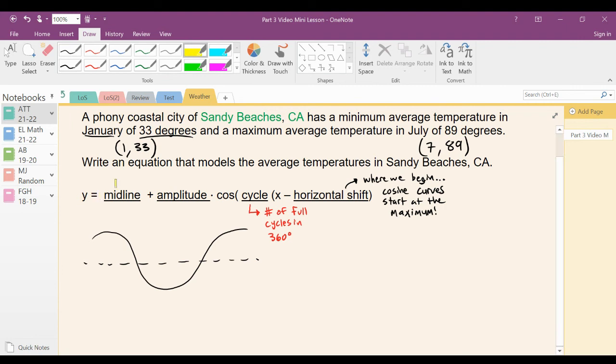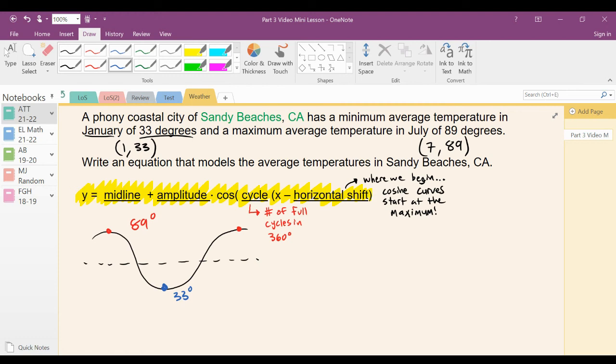If we look at this general format of our trigonometric, our cosine equation, we can see we need the midline, the amplitude, the cycle, or basically how many full cycles does this curve do in 360 degrees, as well as any kind of horizontal shift, remembering that the cosine curves start with a maximum. I have a quick little sketch here of a possible cosine curve, and that maximum up here we know is at 89 degrees, and our minimum down here is at 33 degrees. Obviously after 12 months, this is just going to repeat and repeat. So we'll see those maximums and minimums occur again.